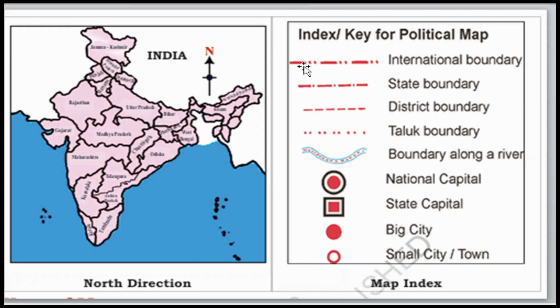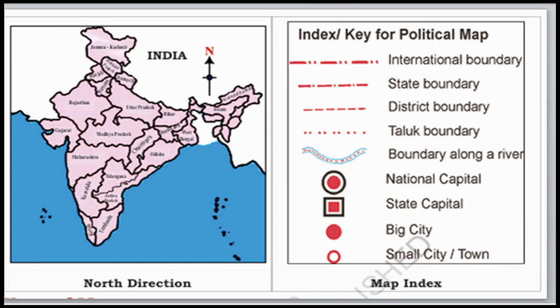Along with that, you should know a few things: always north, and this shows the international boundary, this shows the state boundary, and this represents the boundary along a river. This shows the national capital, this represents the state capital, this represents a big city, and this represents small towns and cities.